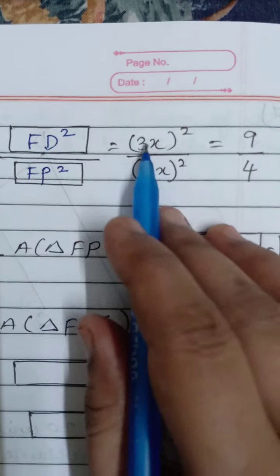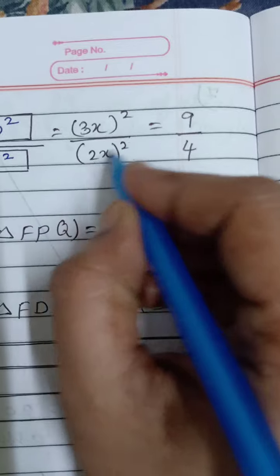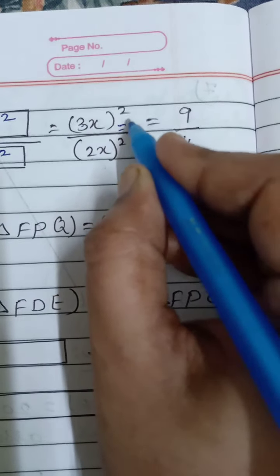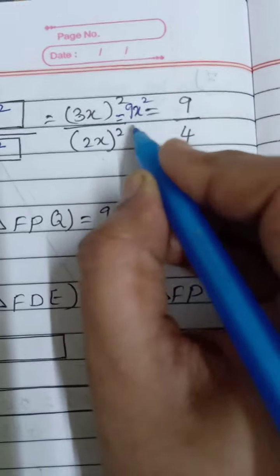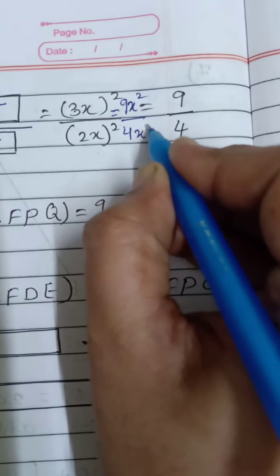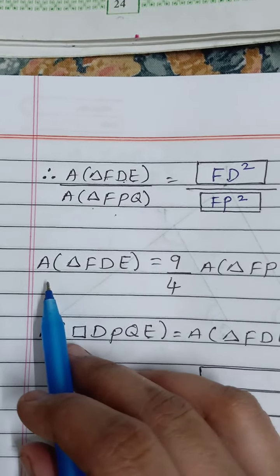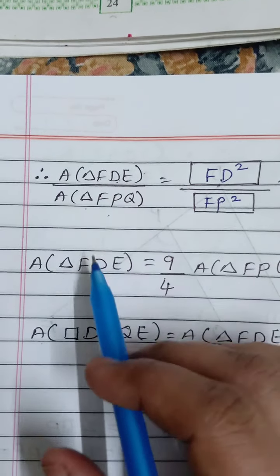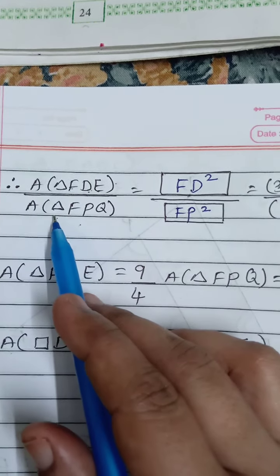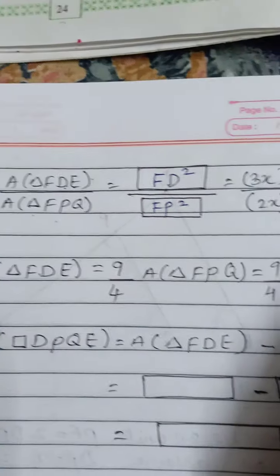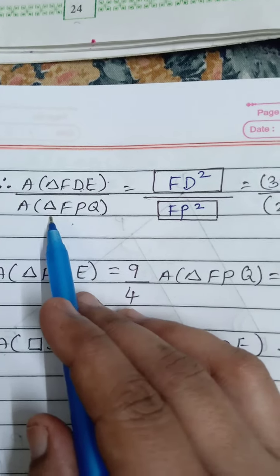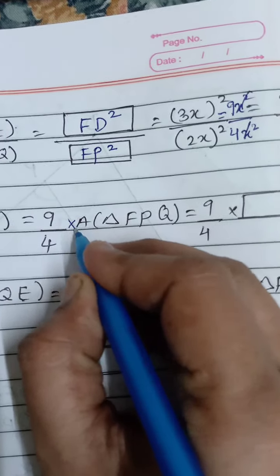Now you can ask where this x has gone. So what can we write? 3 square will be 9. 2 square will be 4. If you want, see, 9 and then x square, and then 4 and then x square. So this x square gets cancelled. So we can get 9 upon 4. Now here, this area of FDE we have taken here only, and this area of triangle FPQ we have taken on the other side. So now it is in division. So whenever we take it on the other side, it will come in multiplication with this. So here it will be in multiplication.